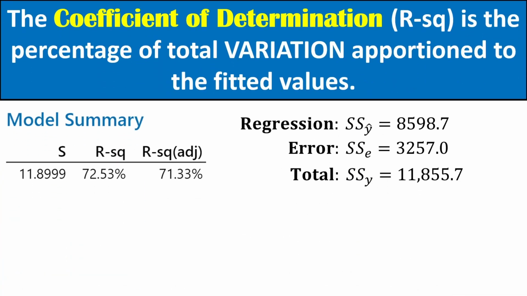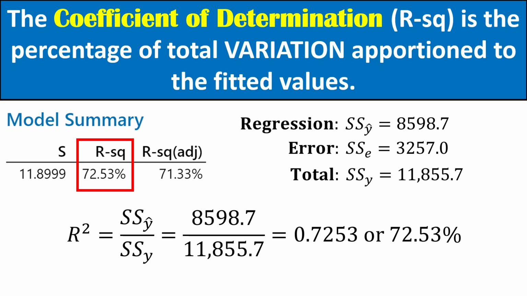So this is a key concept, and that brings us now to the concept of coefficient of determination. So you might recall from 2208, I'm sure you talked about coefficient of determination. What is it? It's the percentage of total variation that's apportioned to the fitted values. So what am I talking about? Here in the model summary, we can see we have this thing called R squared. That is the coefficient of determination. Now I want to show you how that coefficient of determination relates to our measures of variation for regression and for total.